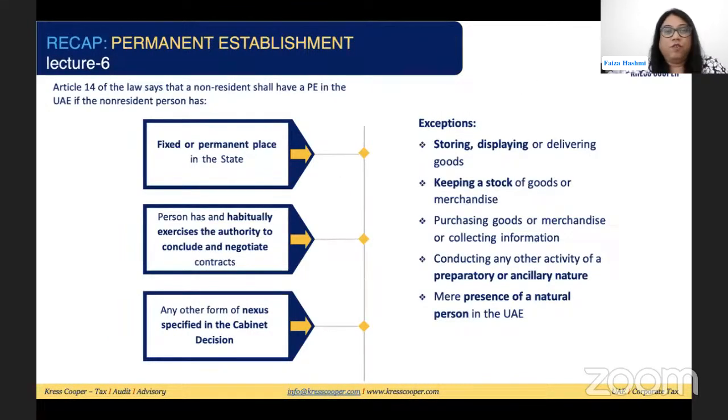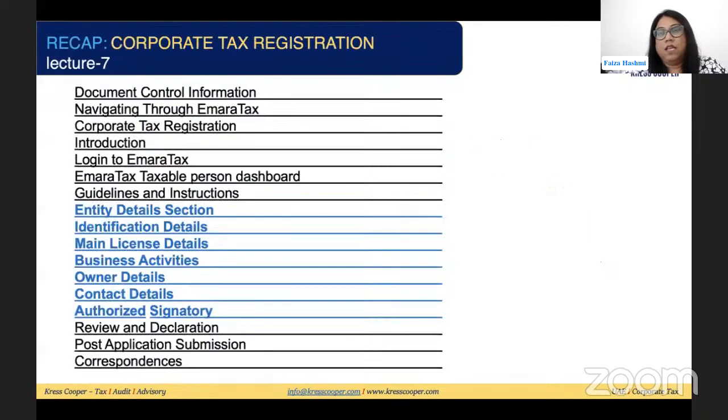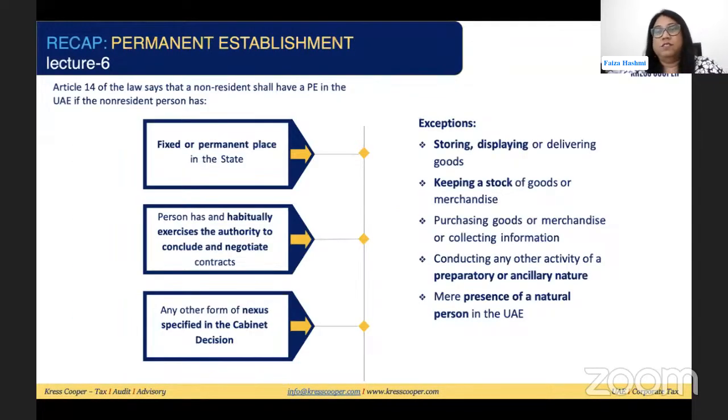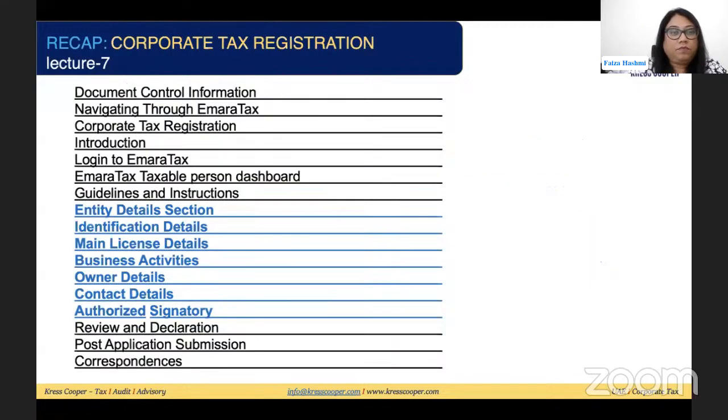So any fixed or permanent place in the UAE, where the person or the companies are habitually exercising the authority to conclude or negotiate contracts, those will be included as permanent establishment. There are some exceptions if they are just of ancillary nature, or if they have a warehouse for storing or displaying goods or keeping stock, those are excluded. So there are certain exceptions, and we might see a cabinet decision later on this giving more clarity.